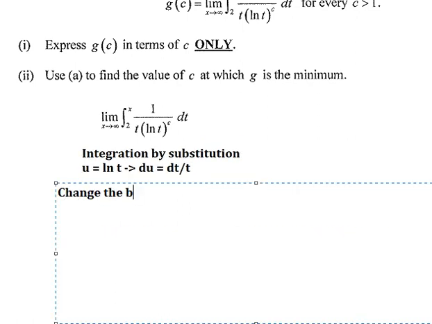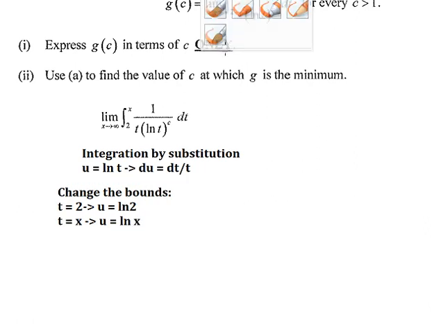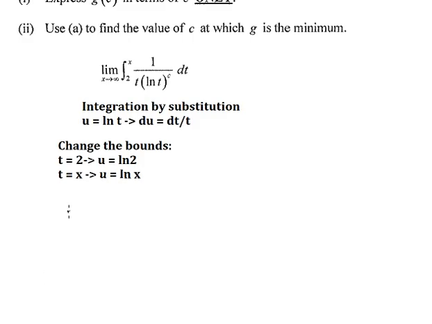Next we need to change the bounds. When t equals 2, we put 2 in here, so u equals f(2). When t equals s, u equals f(s). And now we have the new limits going in here.